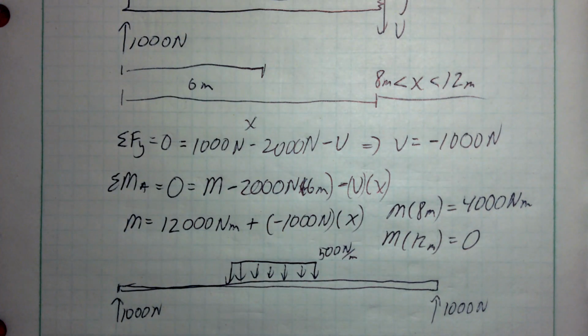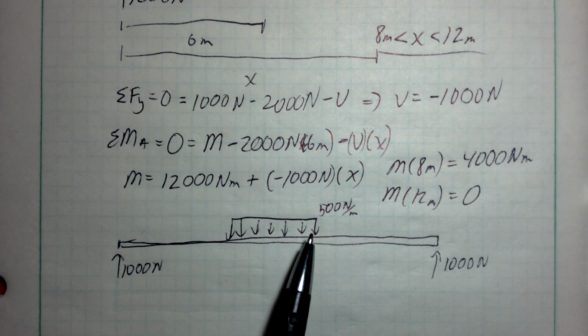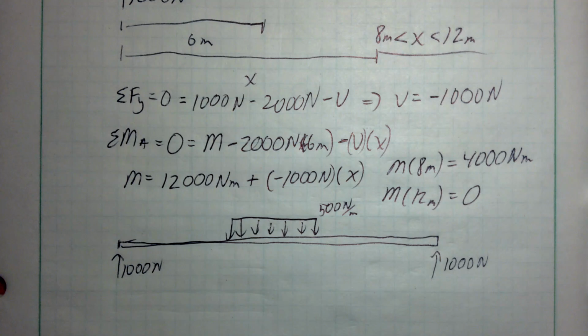Now remember last time we said that the derivative of the distributed load gives us the shear, and the derivative of the shear gives us the moment. Yeah, I said that wrong, didn't I? Looking back at my notes, I always get those mixed up. The distributed load is the derivative of the shear. The shear is the derivative of the moment. Okay. So what does that mean for us?